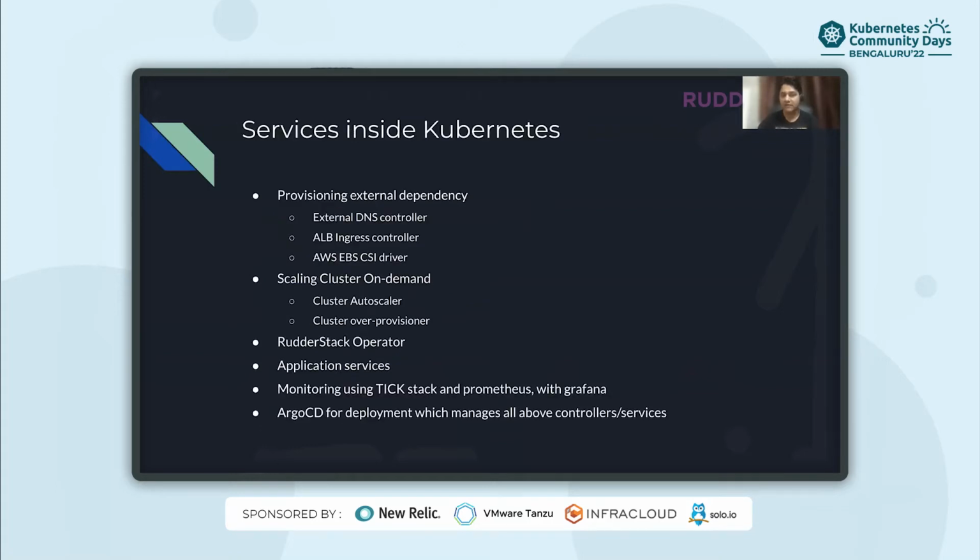So now we have divided our services into different categories. One of the initial categories is external dependency. In our case, because we are very much on AWS, we are using EKS for Kubernetes. The main reason is we don't want to manage our own control plane. So we are using the external DNS controller, which basically interacts with Route 53. Whenever we need to create a new application, we need to create a Route 53 entry, and that is completely managed by external DNS. But external DNS also works with different service providers.